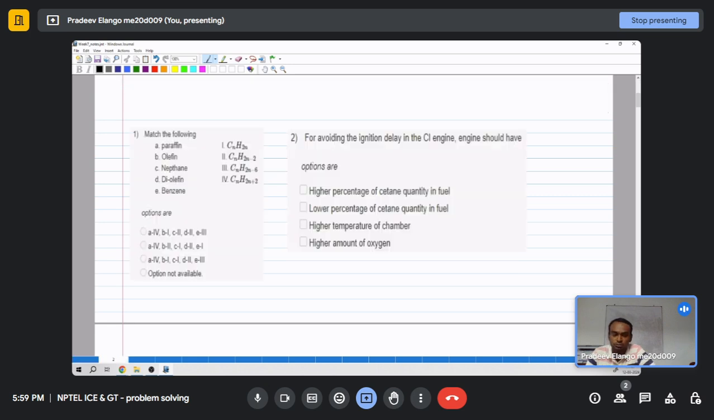So we will see some previous assignment questions first, and then we'll go on to solving some problems on the Brayton cycle.